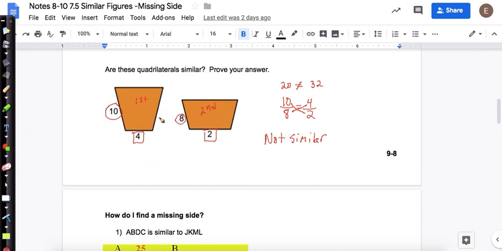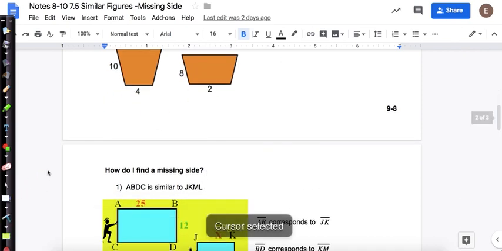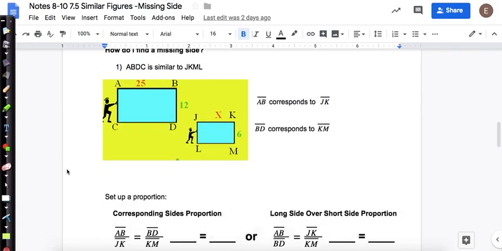Okay, and also, let me point out one thing. I didn't need to do first figure over second figure. I could have done side over bottom, side over bottom. Well, actually, this is the top of the trapezoid. It's just upside down.